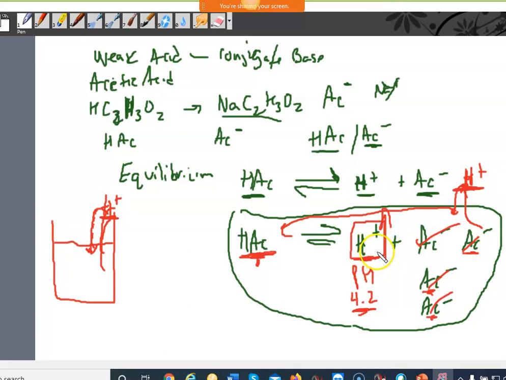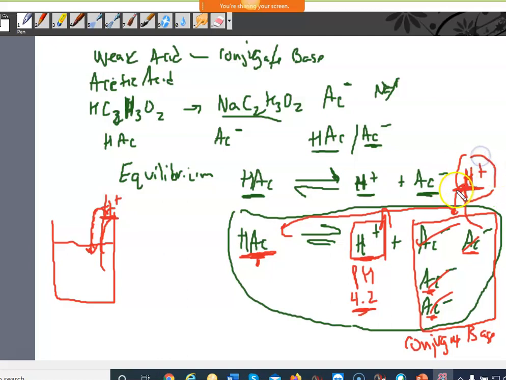Okay, so our buffer is not always there. It's really however much of the acetate ions, or our conjugate base, I have in my solution that determines whether I have a buffer. As soon as all of it has been removed, because I've added a lot of H plus, I don't have a buffer anymore. Okay? So that makes sense as far as how a buffer works.